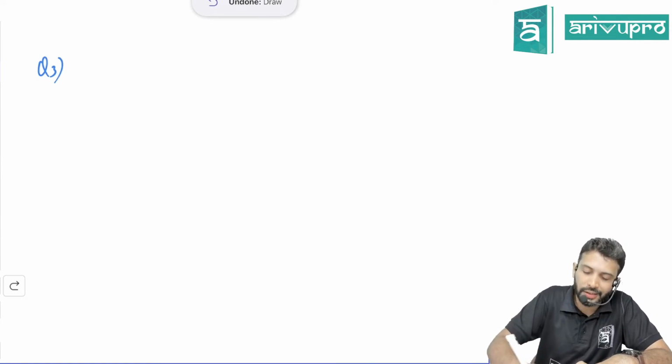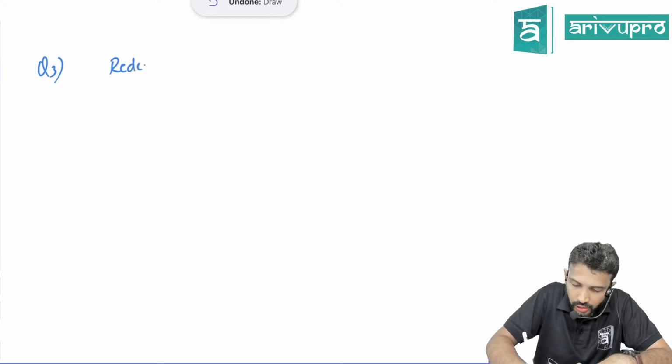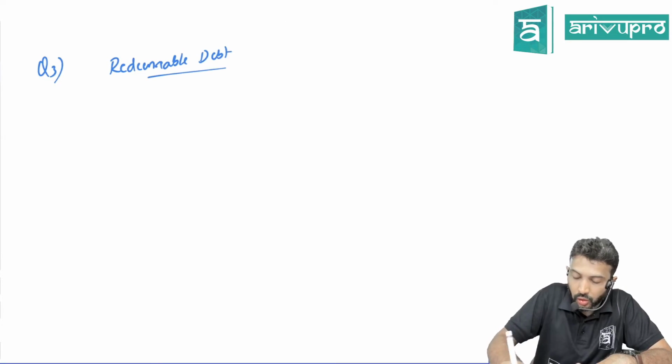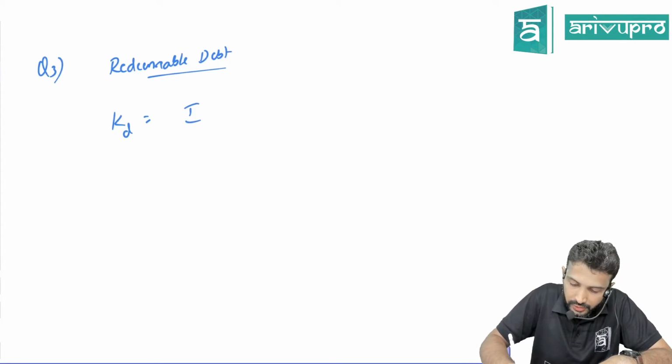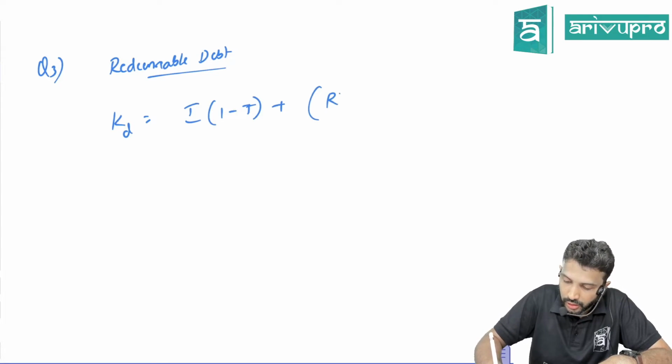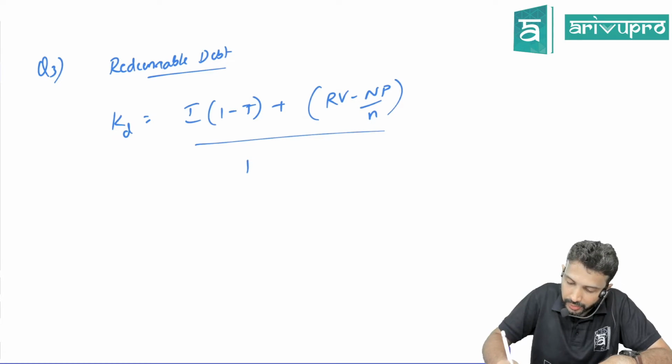What sort of a debt is this? Redeemable. It's a redeemable debt. Okay. So how do you get the cost of debt here, sir? Tell me the formula once again. Interest into 1 minus tax rate plus RV minus NP divided by N, whole thing divided by RV plus NP divided by 2. Are you able to remember this?